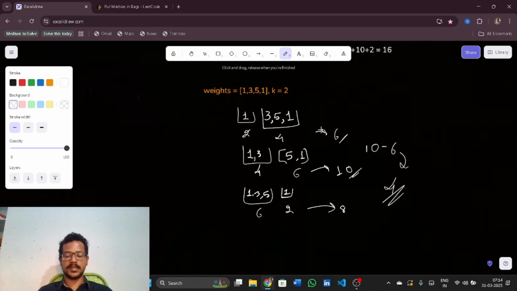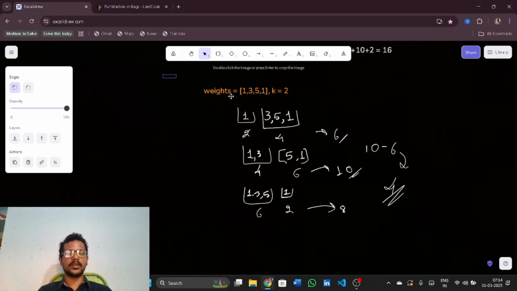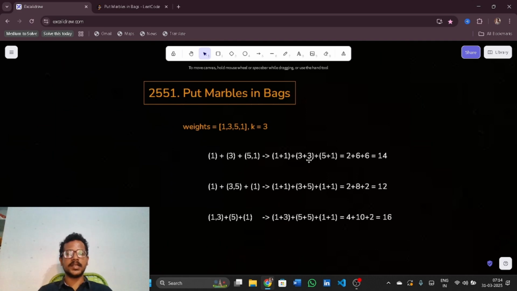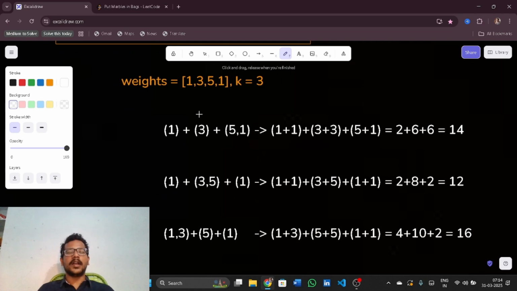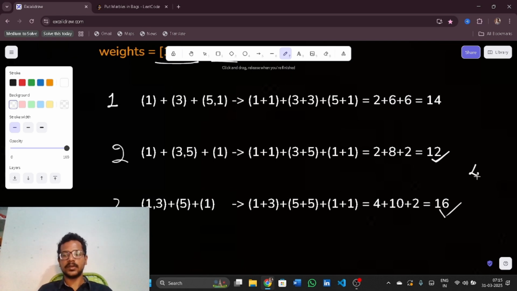But before directly going to the algorithm, let us look at a changed example. Instead of k equal to 2, I am taking k equal to 3. Now k is equal to 3 and these are the weights. I just changed the k, I didn't change the weights. Now there are just 3 combinations. This is the first combination, this is the second and this is the third. Here the maximum I got is 16 and the minimum I got is 12. Now the difference between these two is 4.